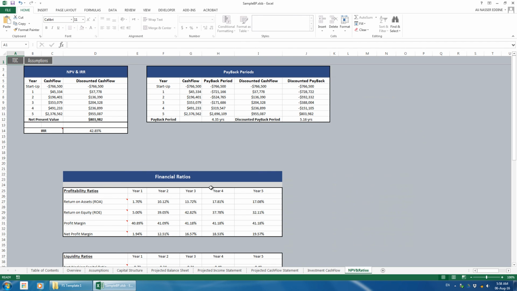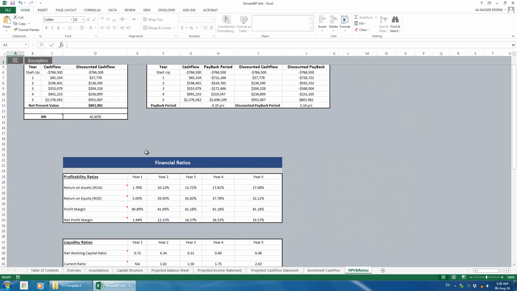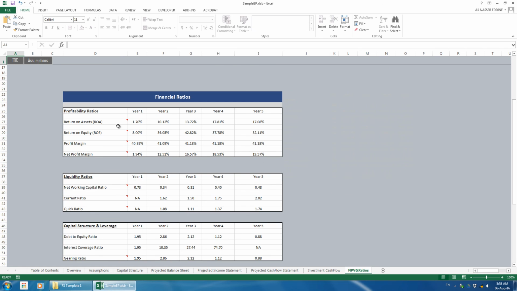Finally, we have the result of our project. If the net present value is positive, our project is feasible. We have the internal rate of return. We also have the standard and discounted payback periods. Finally, we have some financial and accounting ratios for the company.